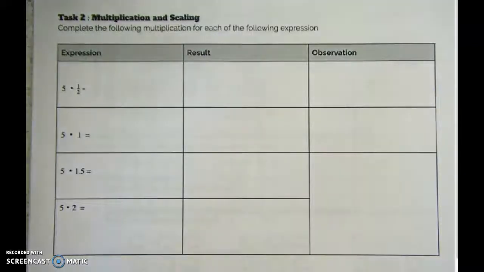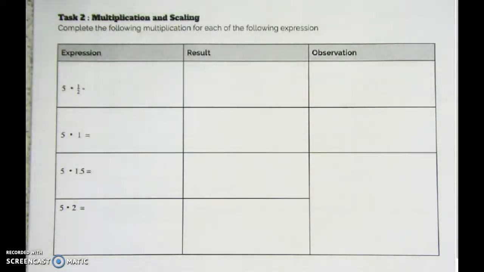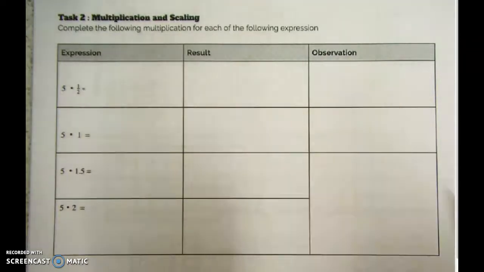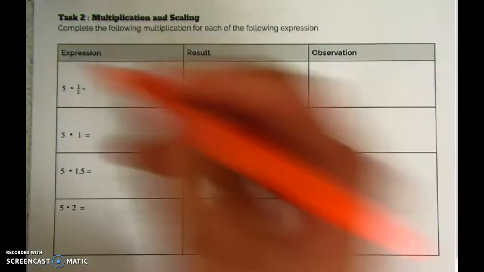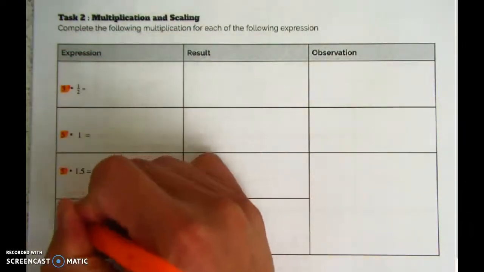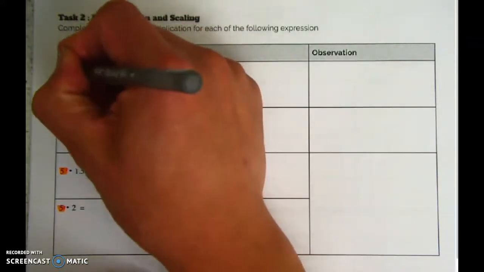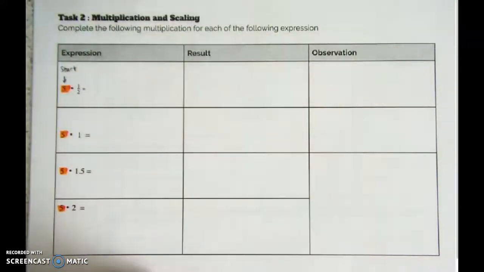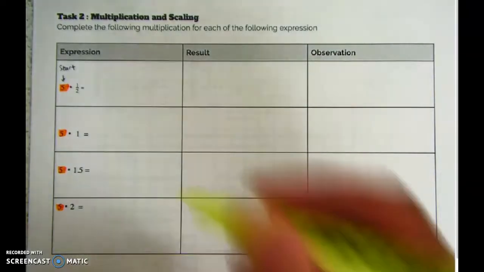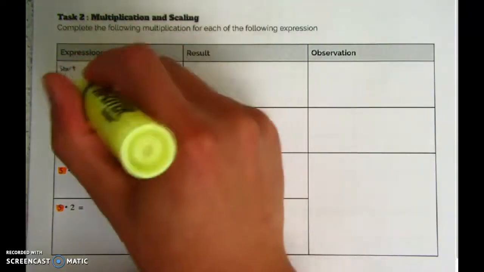All right, so now we're going to talk about multiplication and scaling. So over here, we have four problems with all of the same starting number. So notice here how they all start with 5. So 5 is the start for every single one of these problems. However, the difference is that it's being multiplied by 4 different numbers over here.